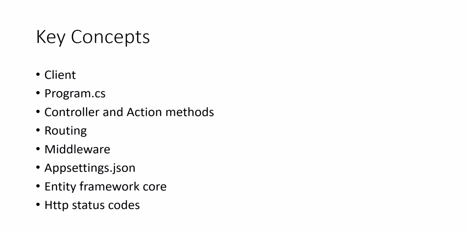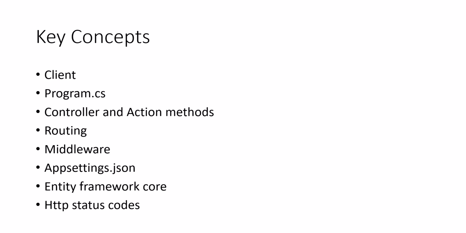And coming to program.cs, it's where your application starts, and all the important configurations like middleware registrations, dependency injections, and routings, and all those things that your application needs to run, everything goes into program.cs.